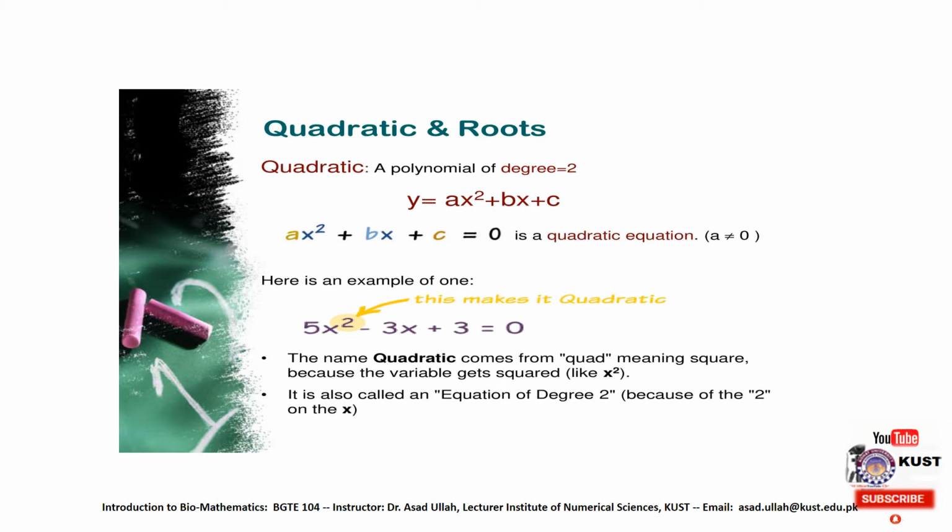If we put a is equal to 0 in the general form of the quadratic equation, we get bx plus c is equal to 0. So that's why we write a not equal to 0, because the quadratic equation transforms to a linear equation in a single variable.